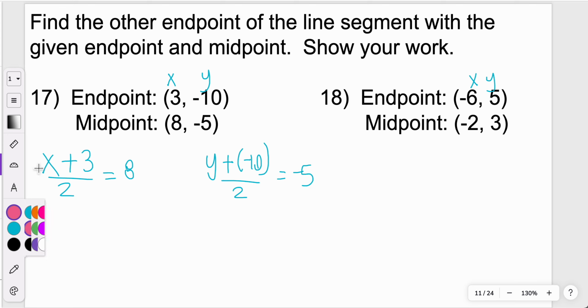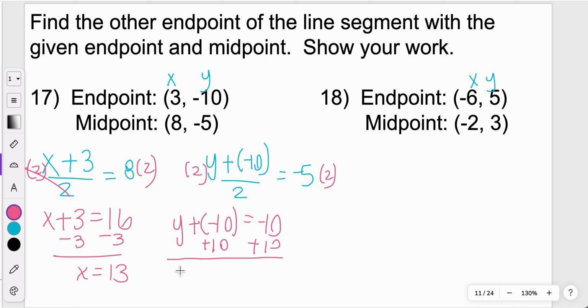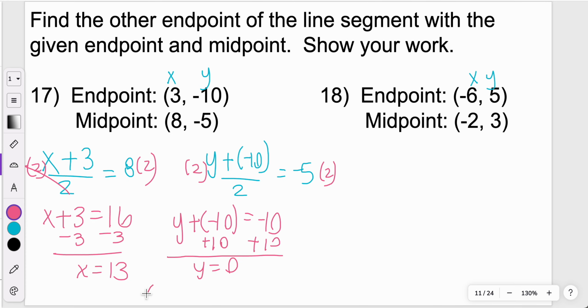First step, I'm going to multiply both sides by 2. So x plus 3 is all I've got, equal to 16. Subtract 3 from both sides. I'm going to get x is equal to 13. And then on my y's, multiply both sides by 2. I'm going to get y plus negative 10 is equal to negative 10. When I add 10 to both sides, I just get 0 for that one. So x is 13, comma, 0 for that missing endpoint.